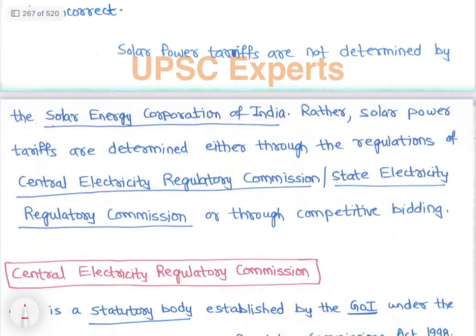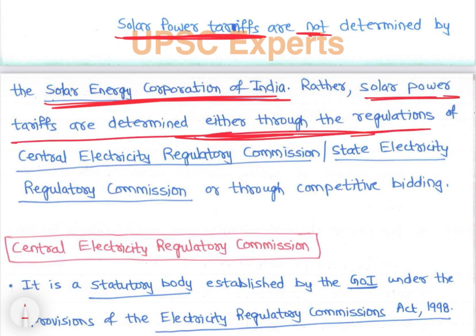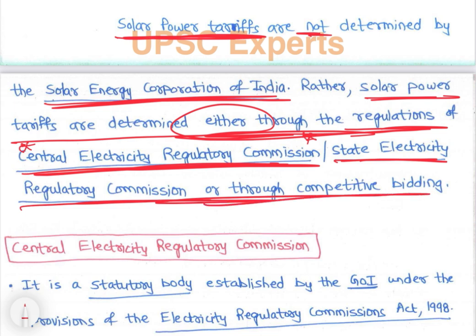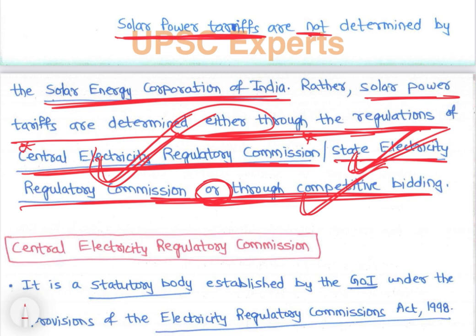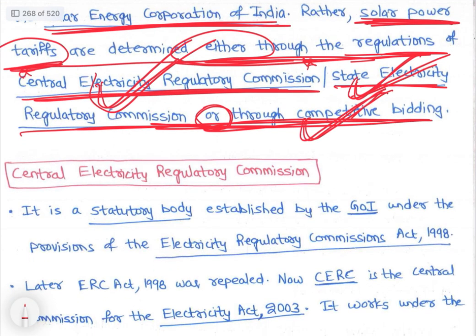Now let's see solar tariffs कौन determine करता है. See, solar power tariffs are not determined by Solar Energy Corporation of India. Rather, solar power tariffs are determined either through regulations of Central Electricity Regulatory Commission or State Electricity Regulatory Commission or through competitive bidding. So these are the three ways where solar power tariffs are determined in India, right?